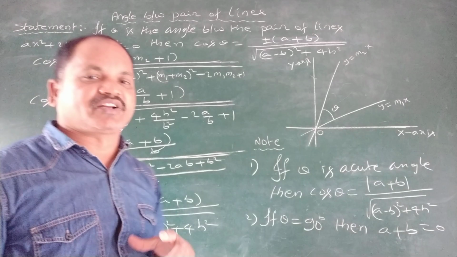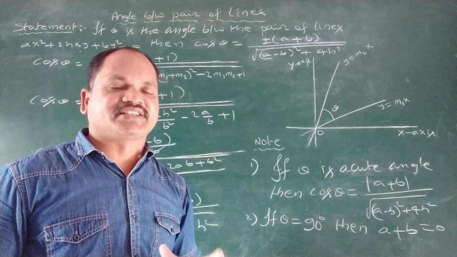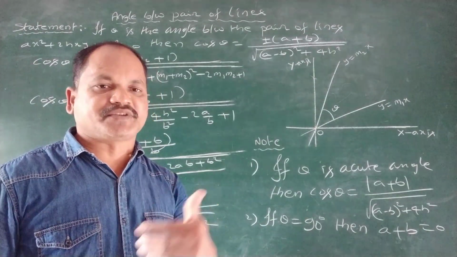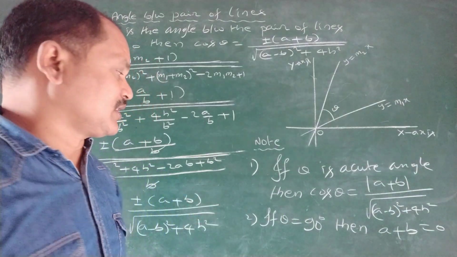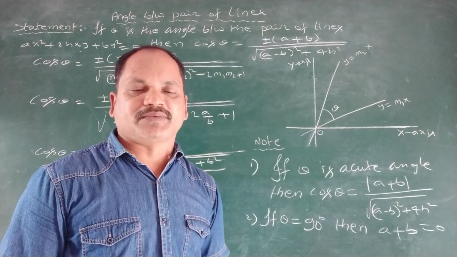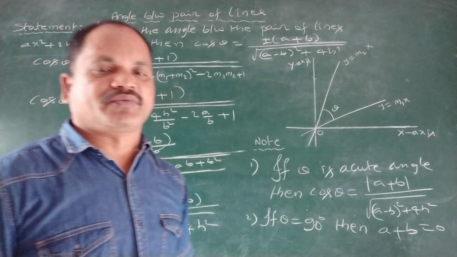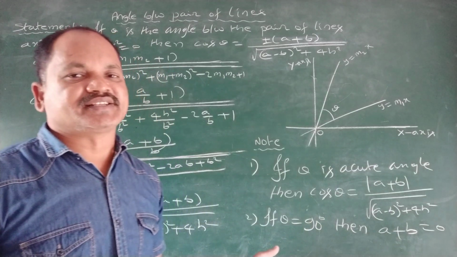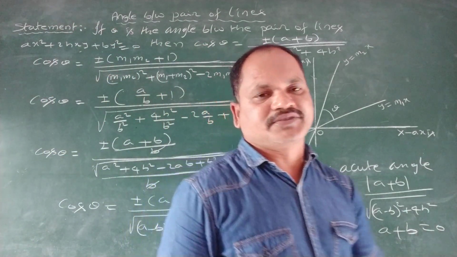That's why if the coefficient of x square plus the coefficient of y square is equal to 0, then the pair of lines represents perpendicular lines. So this is the condition. If theta is equal to 90, then the coefficient of x square plus the coefficient of y square is equal to 0. Then the angle between the pair of lines is 90 degrees. Okay. Now we are going to the questions on this concept.